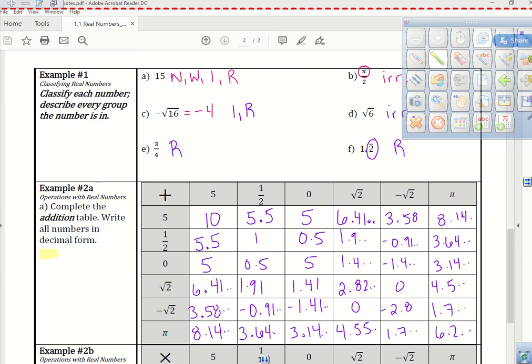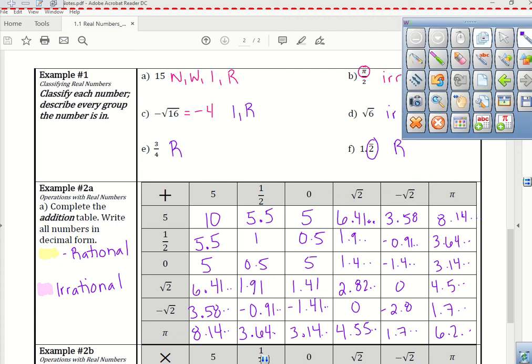I'm going to say yellow is going to be all of my rational numbers. Highlighting my rational numbers in yellow. And I'm going to make pink my irrational numbers. Spelled that wrong. There's two R's in irrational. Okay. Okay, so here's how we're going to organize it. We're going to split the table into 4 sections.